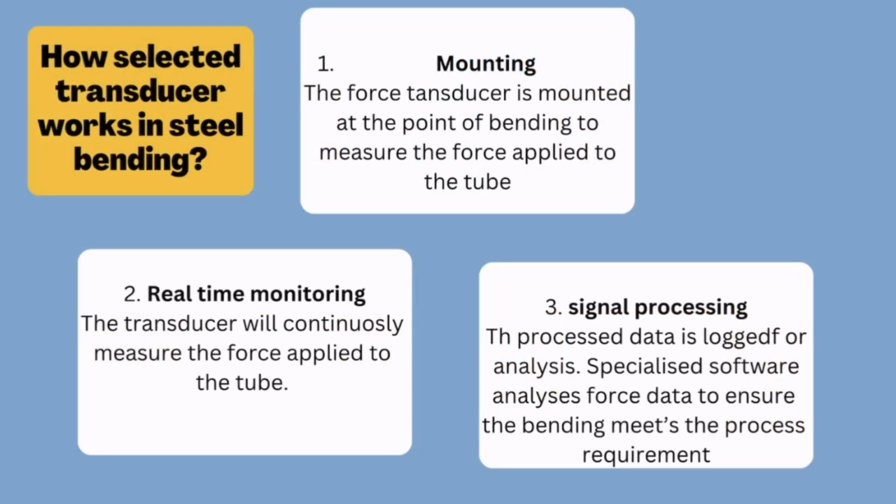How the transducer works in steel bending. First is mounting. The transducer is mounted at the point of bending to measure the force applied to the tube. Next is real-time monitoring. The transducer will continuously measure the force applied to the tube. Next is signal processing. The processed data is logged for analysis. Specialized software analyzes force data to ensure the bending meets the process requirements.